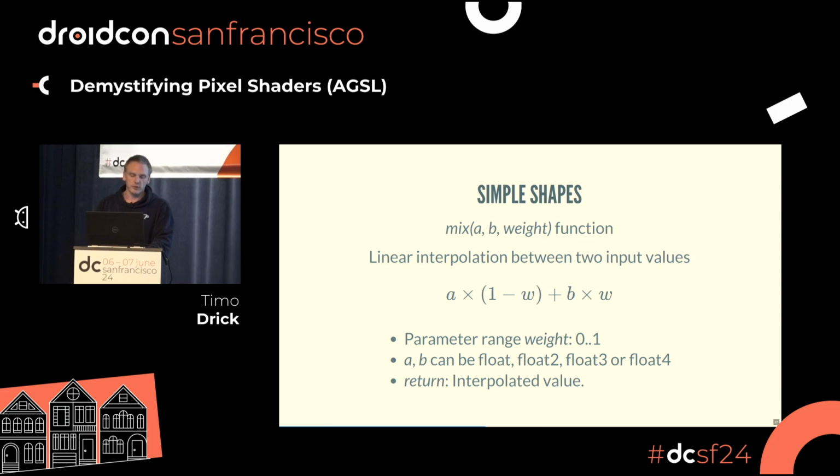I also use this mix function. This will linearly interpolate between 2 input values. So we put in A and B, and we provide a weight between 0 and 1. And then it will interpolate between both values. We can also provide float2, float3, and float4 values here. So then it will do this mixing for all channels, or for all components of these vectors.